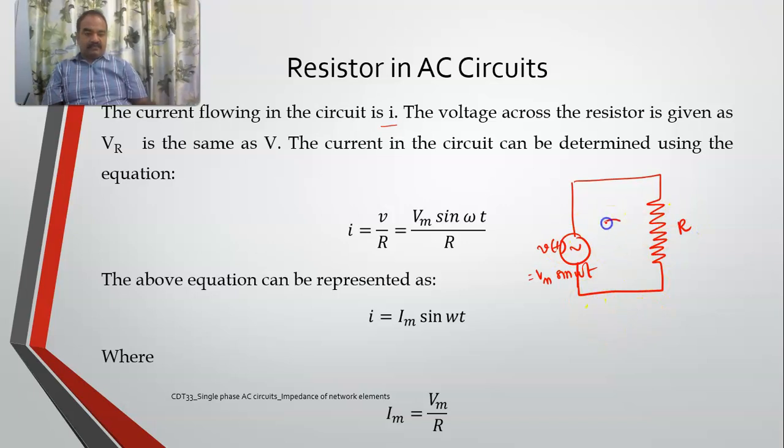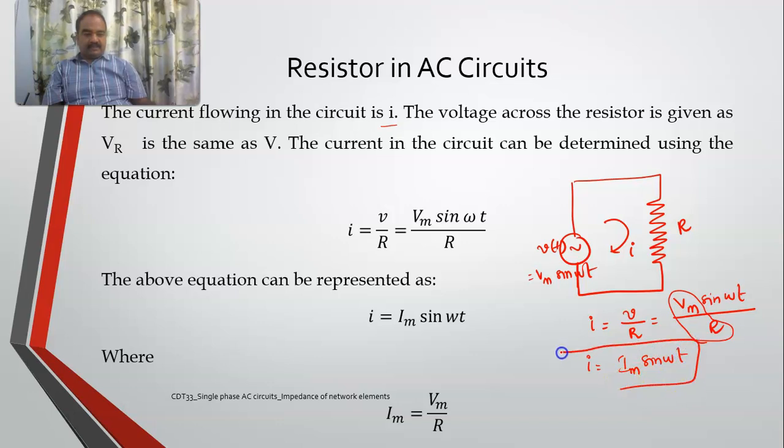Whatever current is flowing in the circuit, I is equal to the voltage at any point divided by the impedance offered by this element. In this case, I'll take it directly, I is equal to V by R. So what will I get? V is already Vm sine omega t, so Vm sine omega t by R. If I consider Vm by R as Im, I'll get Im sine omega t. This is also a sinusoidal signal with no phase angle difference.